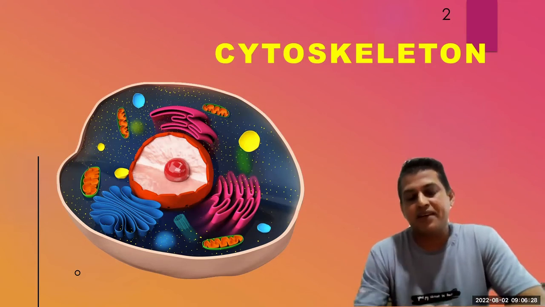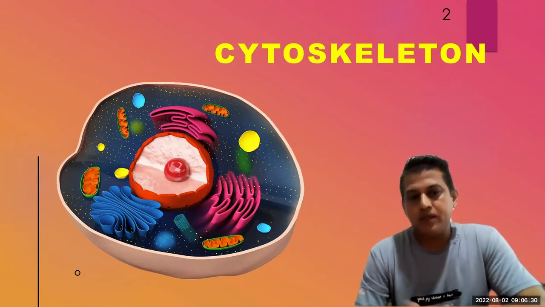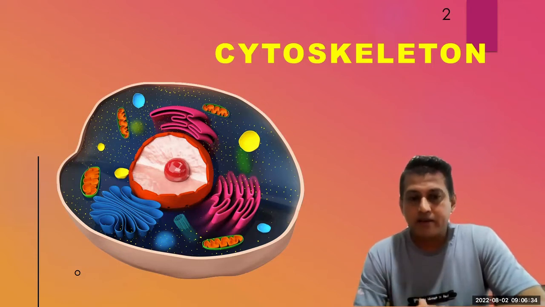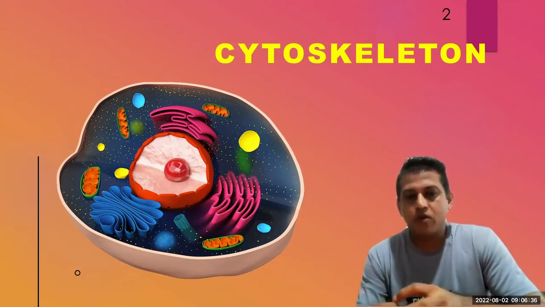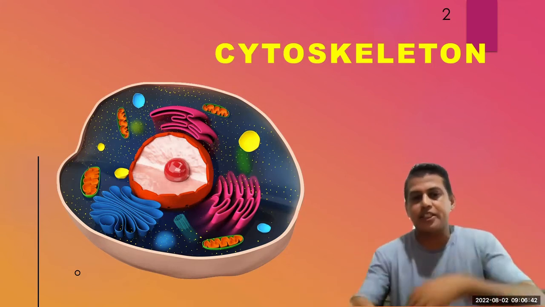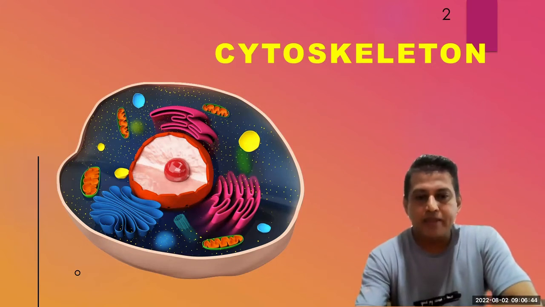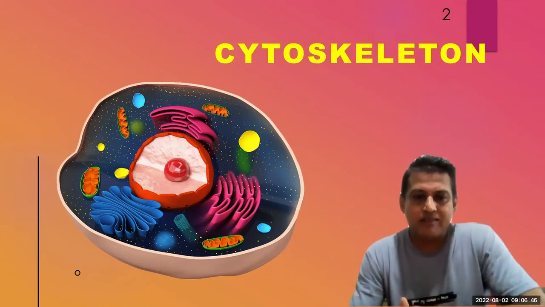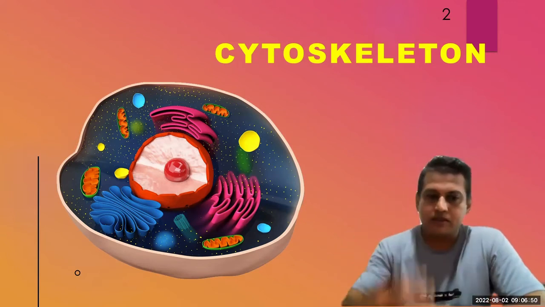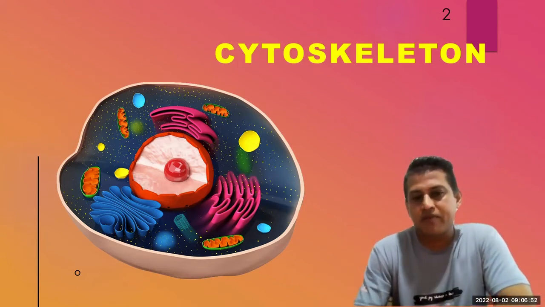The difference between rough and smooth is their shape and attachment of ribosomes. RER is attached with ribosomes, SER has no ribosomes attached. And RER has flat sheets like this. And then SER, it's not visible very clearly here. It has tube-like structures instead of the sheets.